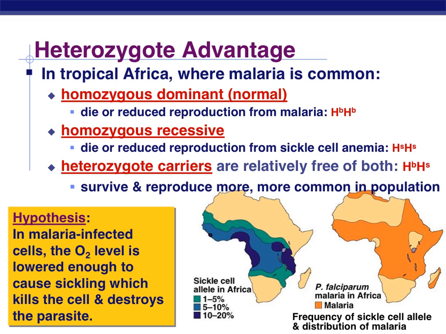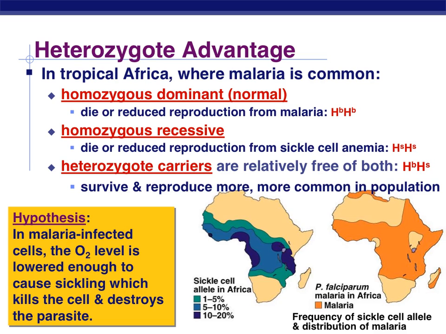In tropical Africa, where malaria is common, if you are homozygous dominant for normal hemoglobin, then you tend to die, or at least you have reduced reproductive abilities from malaria. Those who are homozygous recessive for sickle cell anemia, meaning that they actually have the condition, tend to die or have reduced reproductive abilities from sickle cell anemia.